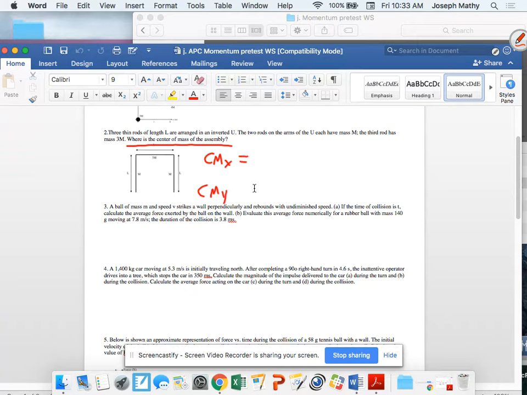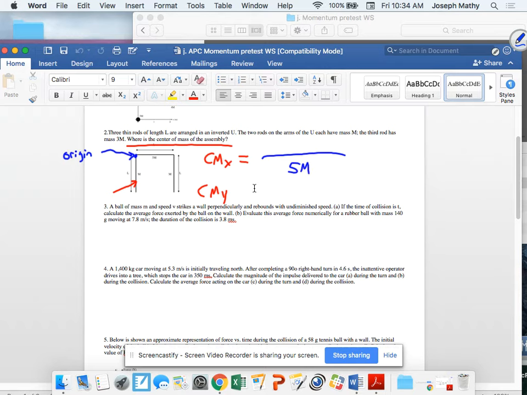Well, here's what we're going to do. Let's take a look at the center of mass of this one first. Let's take a look at its MX. All right? I'm going to reference this whole problem with an origin right here. There's my origin. Okay, so my total mass is going to be M plus 3M plus M, 5M.